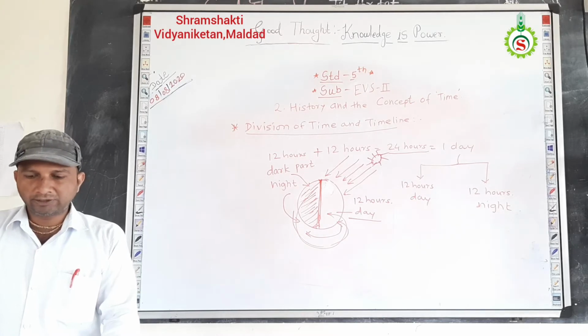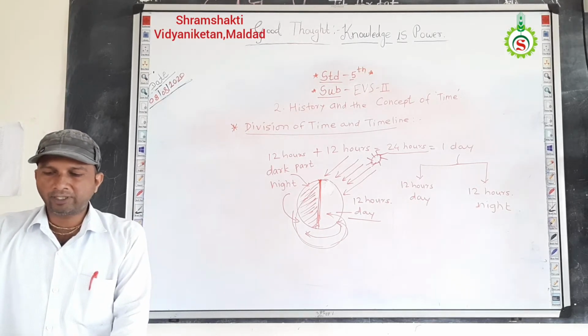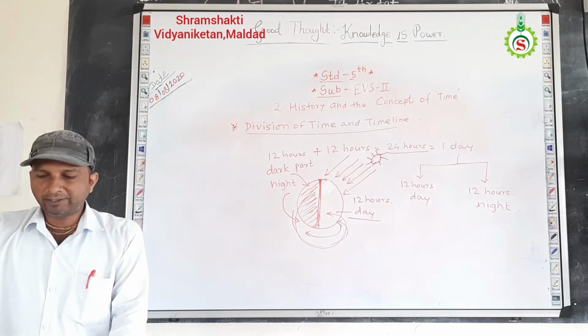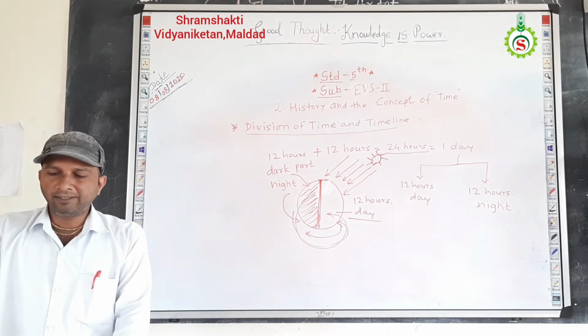So 7 days make 1 week. 2 weeks make a fortnight. 2 weeks is known as a fortnight. Then 4 weeks make a month.